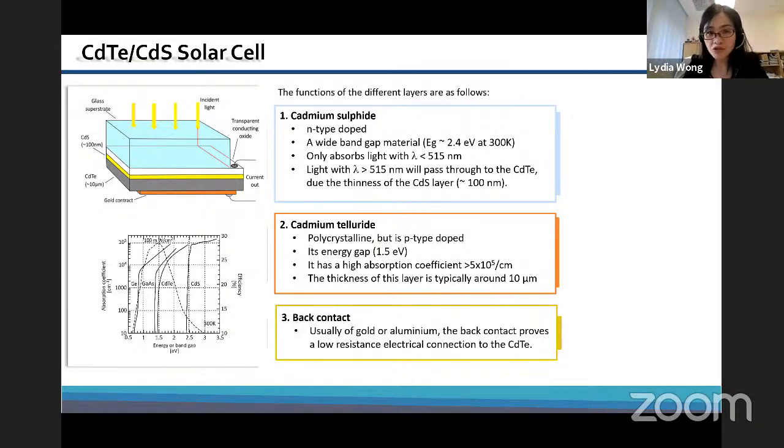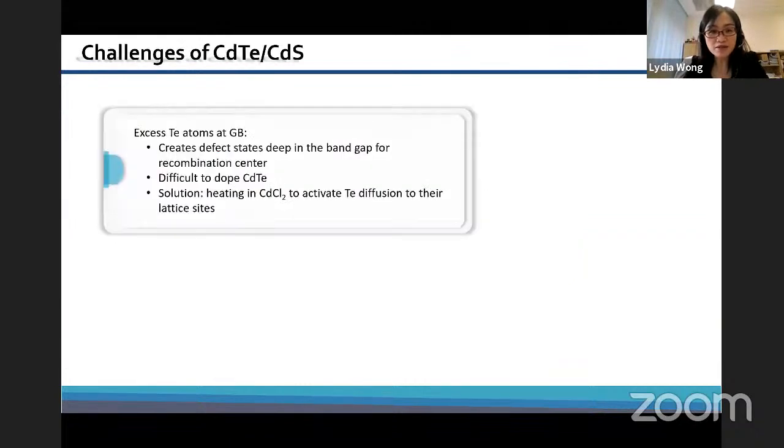It is already commercialized. Actually, the biggest manufacturer of cadmium telluride based solar cells is in the US. It is called First Solar, and they have a manufacturing facility in Malaysia. So cadmium telluride solar cells are manufactured in the US and also in Malaysia.